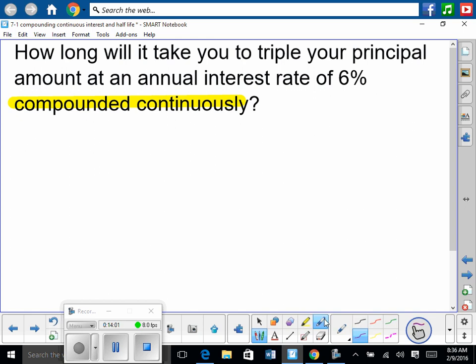We know that the equation for PERT is Y equals P times E raised to the RT. Questions on that? So now it says, how long will it take you to triple your principal amount? Do we know what our principal amount is? No. But we do know that whatever that amount is, we're going to have it tripled, right? So I'm going to just say, what if I put in 1? What's triple that? 3. So if I put in $1, by tripled, it'll be at $3.